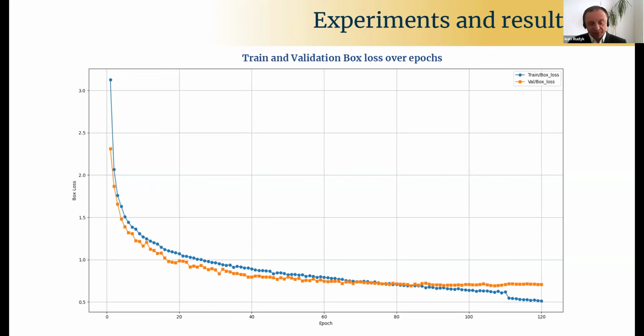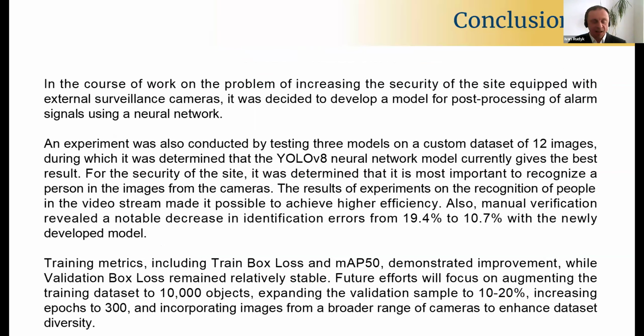due to the too small size of the validation sample, only 6% of the training sample. Manual verification revealed a decrease in the proportion of objects identified with errors by the newly created model to 10.7% compared to 19.4% for the out-of-the-box model. As a conclusion, we can consider our work as quite successful. We can see prospects for improvements, and we know how to achieve this.